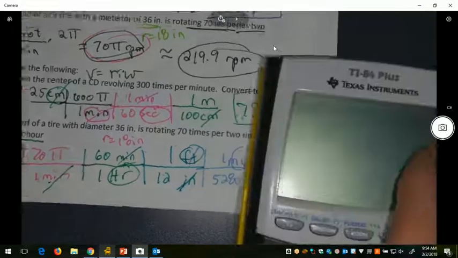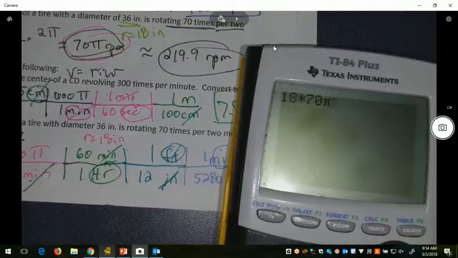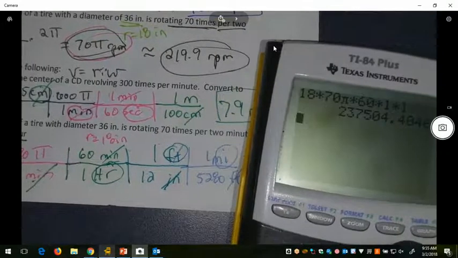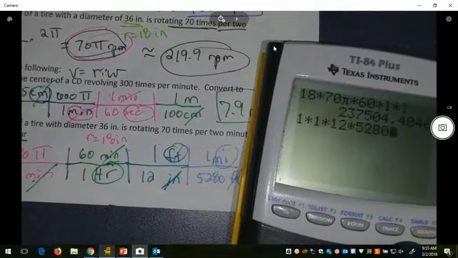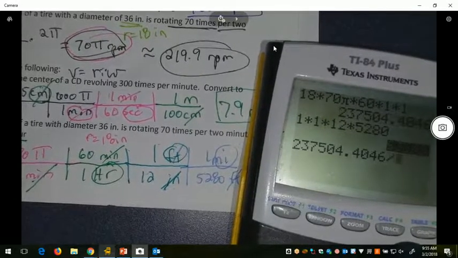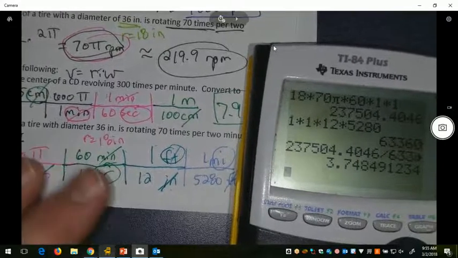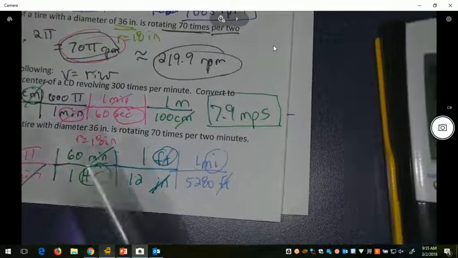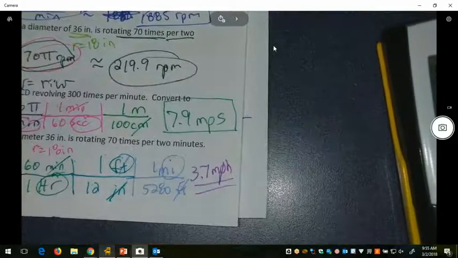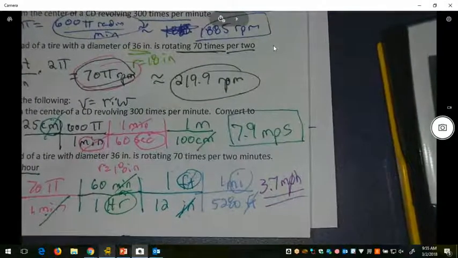So now on the top, I'm just going to multiply 18 times 70 pi times 60 times 1 times 1. And the denominator I have 1 by 1 by 12 by 5280. Take my numerator, divide by my denominator, 3.75 or 3.7 to the nearest tenth, 3.7 miles per hour. And that's it for angular and linear speed.